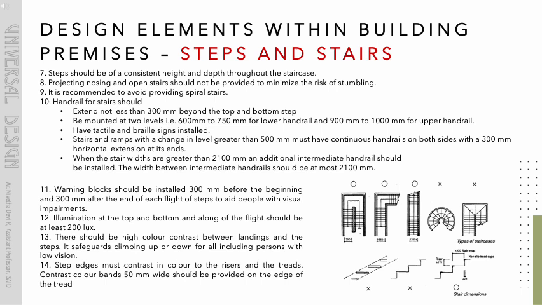When the stair widths are greater than 2100 mm, an additional intermediate handrail should be installed. The width between intermediate handrails should be at most 2100 mm. Warning blocks should be installed 300 mm before the beginning and 300 mm after the end of each flight of steps to aid people with visual impairments.